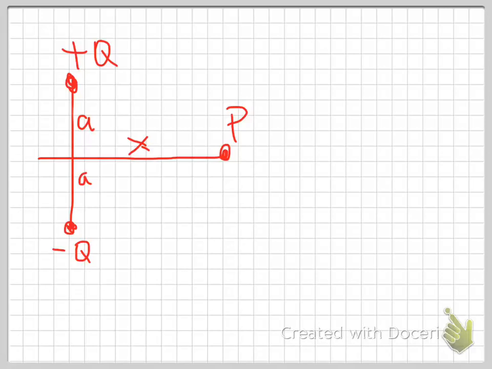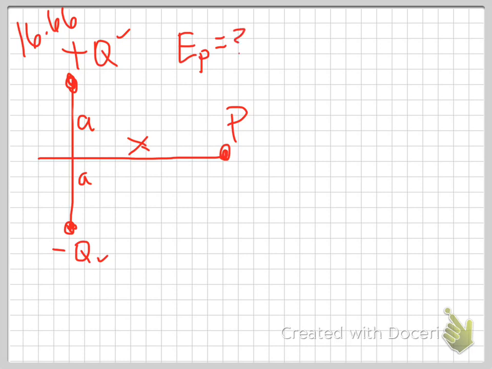Alright, this is number 16.66. There's two charges, a plus q right there and a minus q there, that are both a away from the x-axis, and then there's a point P that's x from the origin. The question is, what is the E field at point P equal to?